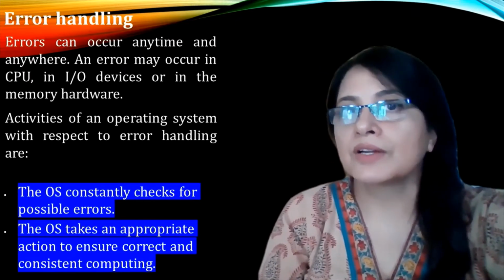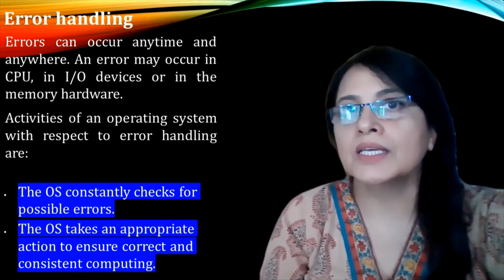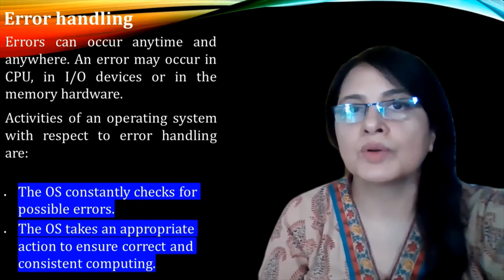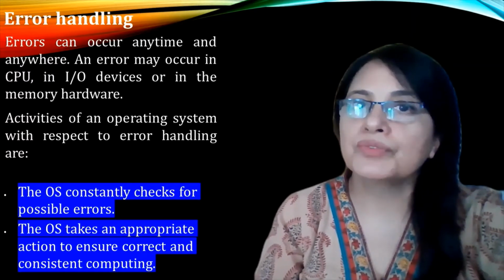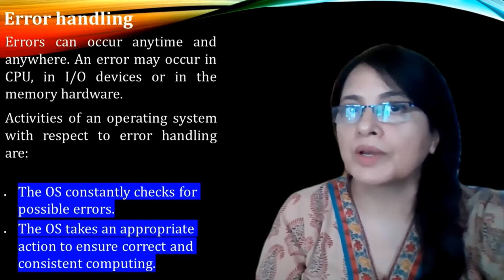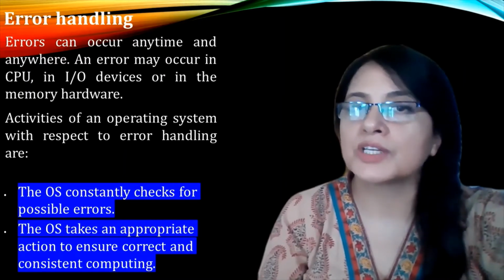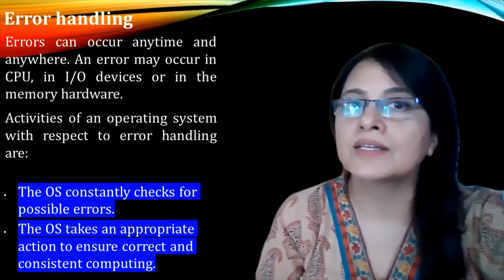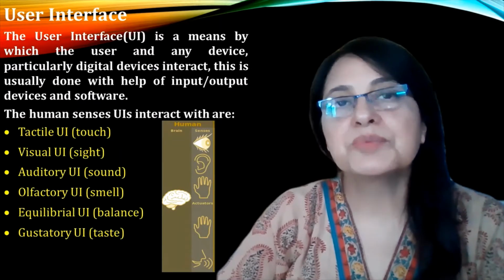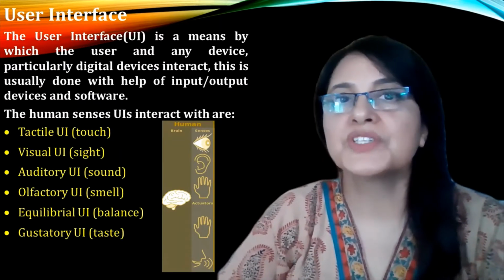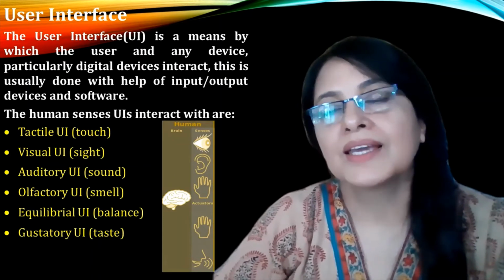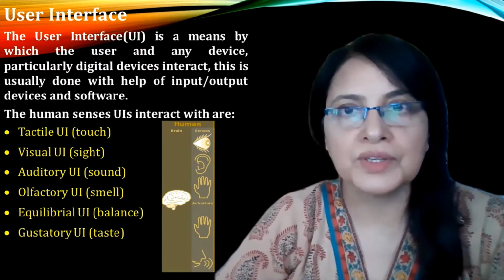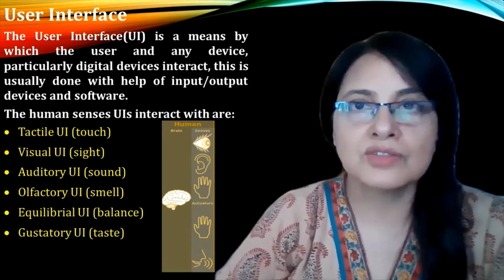Error handling can occur at any time, and basically it may occur in the CPU or the input-output devices or in the memory. The activities of the operating system with regard to error handling is that it constantly checks for possible errors. It takes appropriate action to ensure correct and consistent computing. That brings us to the user interface, which is the means by which any user can interact with a digital device. Now, this is done with the help of some kind of input-output devices and a software.